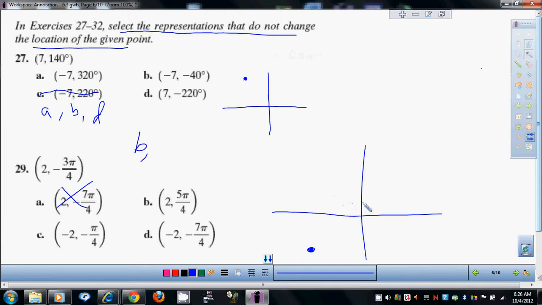Negative 2, negative pi over 4. So let's go to positive 2, positive pi over 4. Now we're going to do our negative angle. Flips us over the x-axis. Then our negative radius flips us into which quadrant? The second. Is that the same as the original? No. So you can cross off C. Part D, negative 2, negative 7 pi over 4. So positive 2, positive 7 pi over 4 puts us here. Negative angle flips us here. And the negative radius brings us home. So B and D.